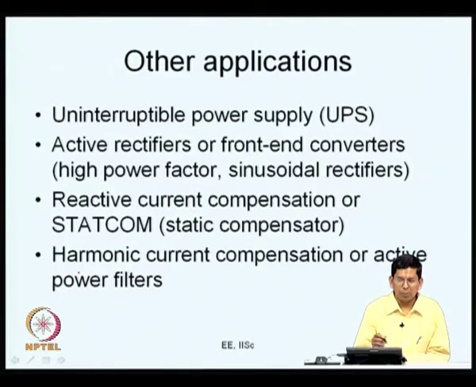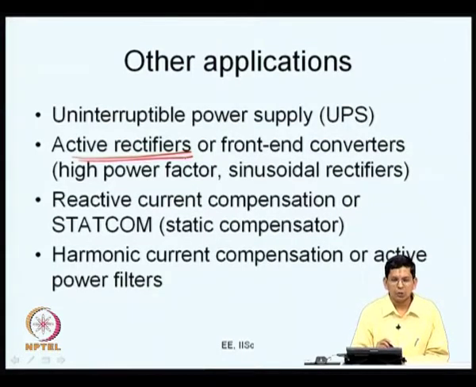Then the main application that we are focusing on today is basically active rectifiers or front end converters. Here we are going to shortly see what the issues with diode bridge rectifiers are, why we need active rectifiers, and how we realize such active rectifiers. Once you are in a position to realize an active rectifier, as we will soon see, it is possible for us to compensate for reactive current also. So, these are two issues which we will see shortly today, and harmonic compensation a little later.